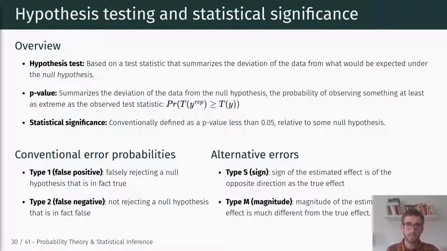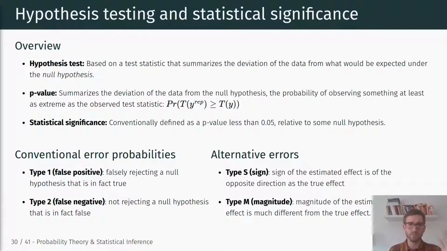Gelman, along with co-authors, in the past proposed alternative perspectives on errors that we can make in the context of significance testing. Rather than type 1 and type 2 errors, these are type S for sign and type M for magnitude errors. The type S error indicates that the sign of the estimated effect is of the opposite direction as the true effect, and the magnitude error is that the magnitude of the estimated effect is much different from the true effect.